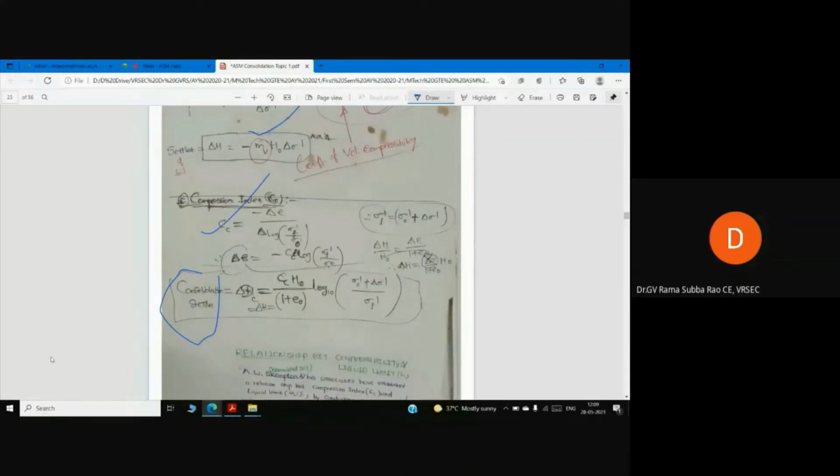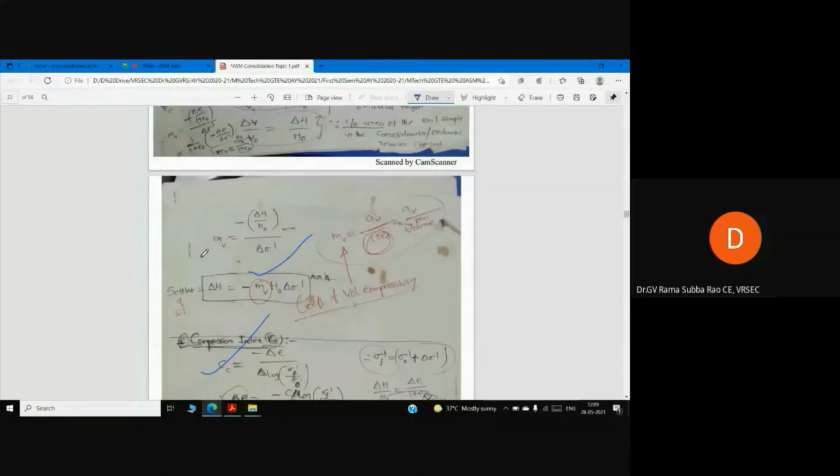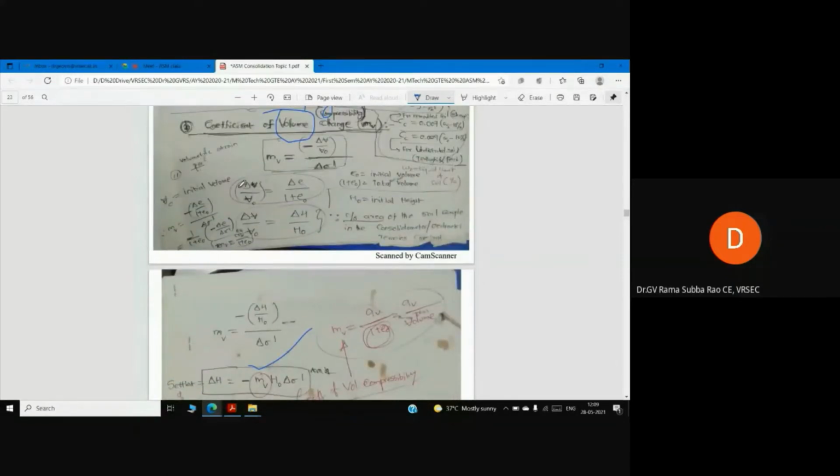So now here you see it is very clear. mv is equal to, here you see, delta V by V is equal to delta e by 1 plus e naught. Change in volume by original volume is equal to delta e by 1 plus e naught. Now volume means area into height, the same area. So area gets cancelled. So I am getting A into delta H by H naught is equal to delta e by 1 plus e naught.